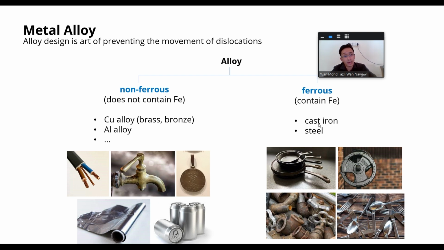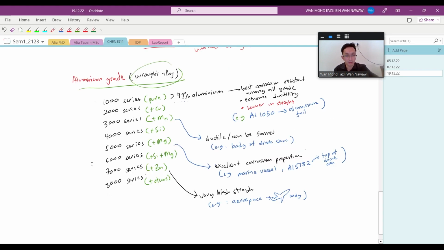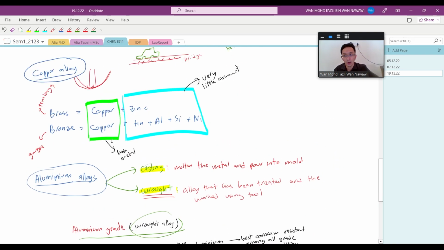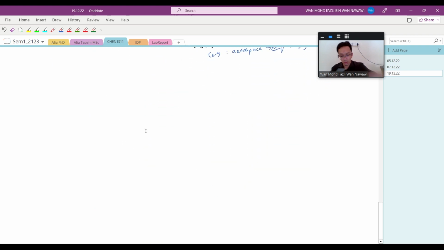Then another category of ferrous alloy is steel. Steel is iron. The steel is basically this, and this is stainless steel. So let's talk a little bit about cast iron and also steel. We talked about the copper alloy and aluminum alloy. Now we want to talk about ferrous alloy. First, we want to talk about the cast iron.